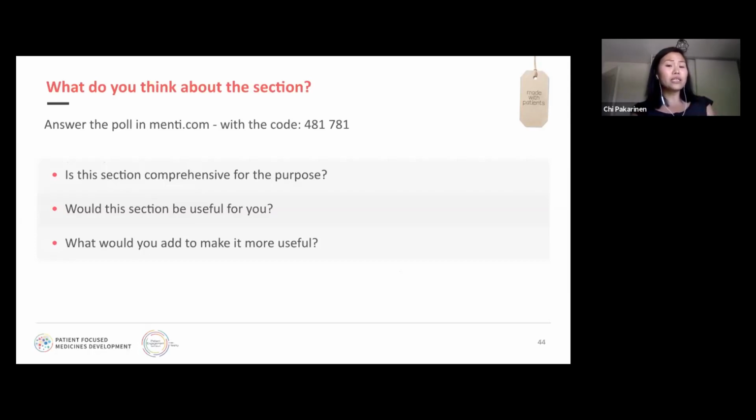Do you think it's comprehensive for the purpose? Would this section be useful for you actually? And if it's not useful, what would you add? What would you need more to make it more useful for you? Take a minute to answer those questions on menti.com. We'll start with the first one, we'll move to the next, and then we'll leave the third one open for you to answer during the next session as well.